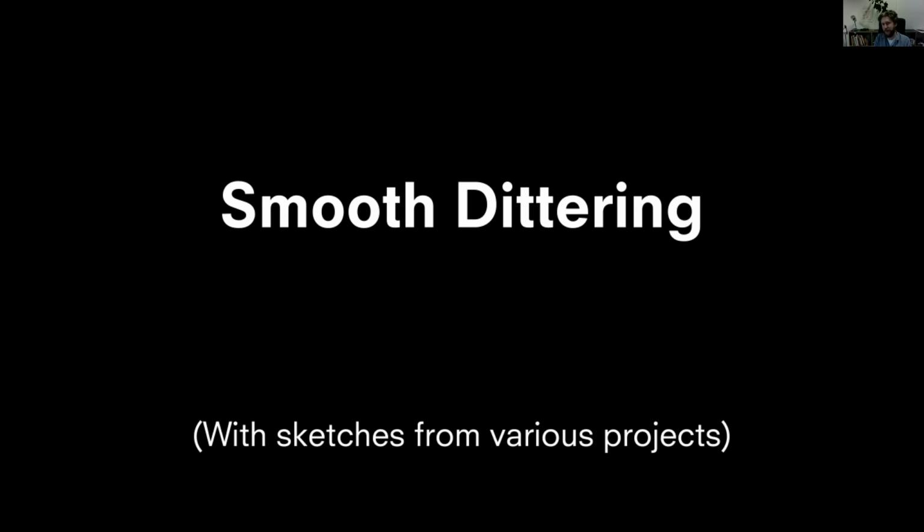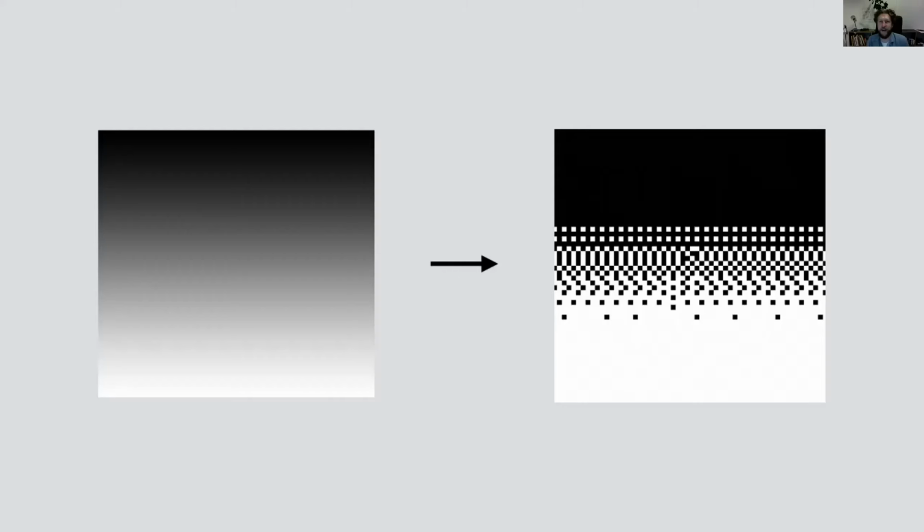For instance, here I show a couple of sketches that I used throughout the years, where I'm fascinated with how a computer is limited. If you have, for instance, a gradient with a grayscale and you try to dither it, it really has to pick what's going to be black and what's going to be white. And over here you can also see that it makes mistakes.